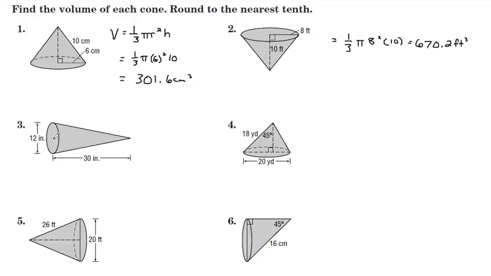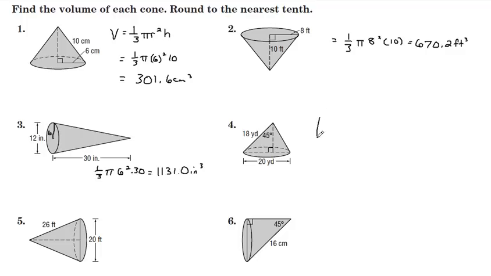Alright, number 3, now they give us the diameter, that means the radius would be 6. So here's the setup, we've got 1/3 pi radius squared times the height of 30. And that yields 1,131.0 cubic inches.